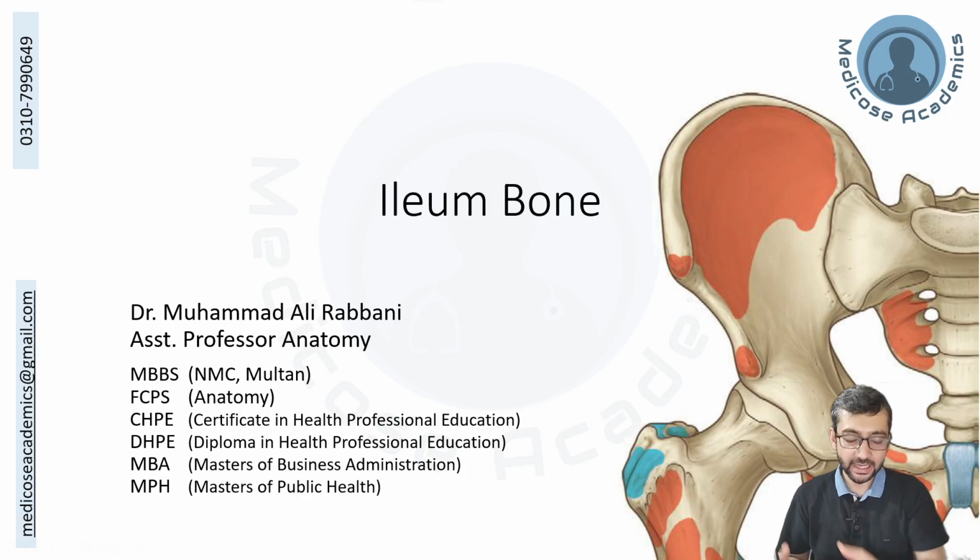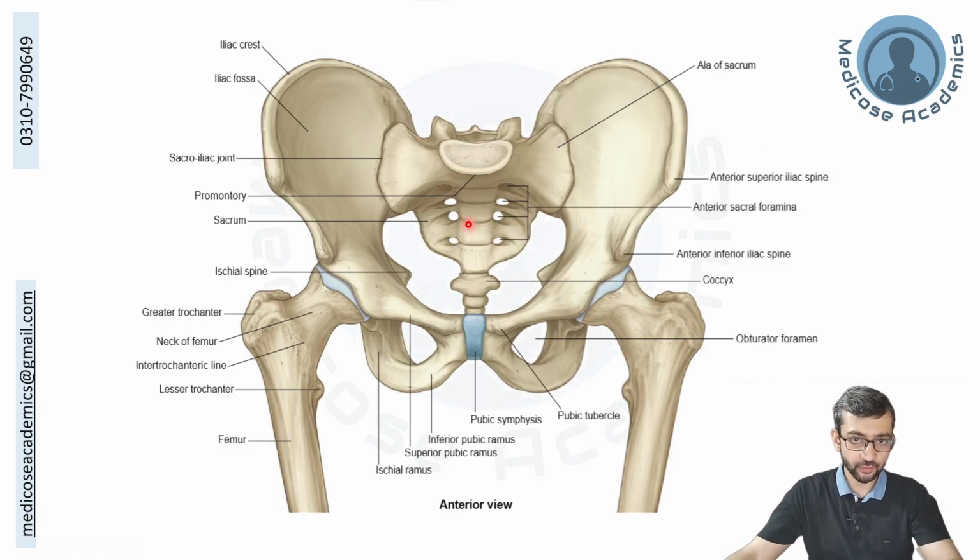We are moving on to the next part of the hip bone lecture, that is the ilium part of the hip bone. So, let us talk about it. As you remember from the last, it is the upper expanded portion of the hip bone. So, we will figure out what the different parts of it are.